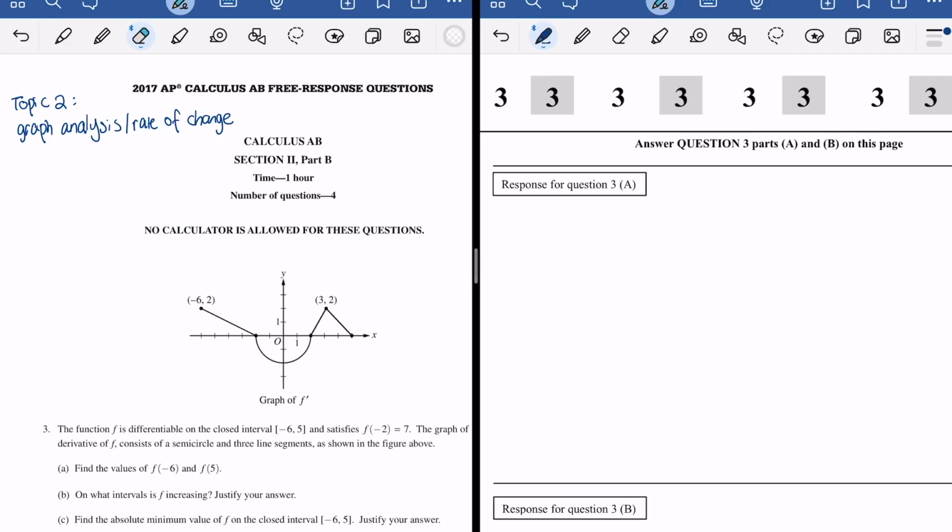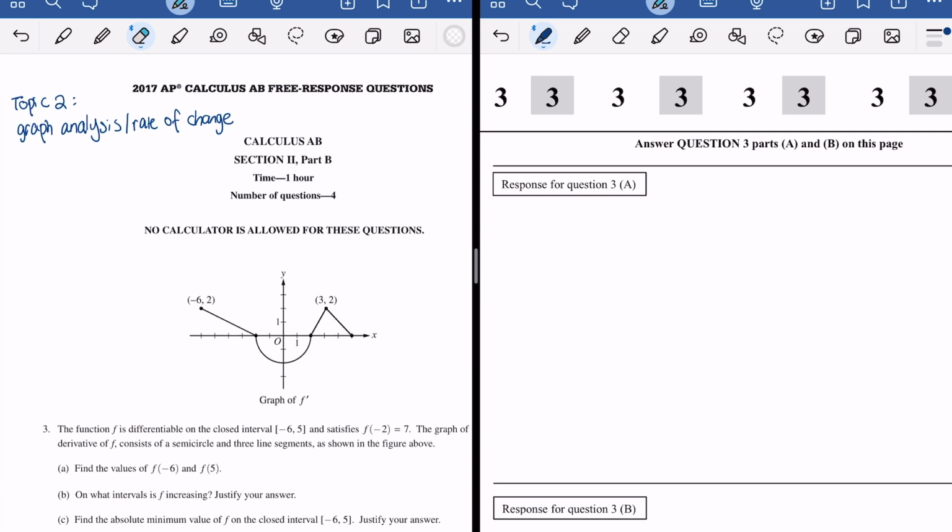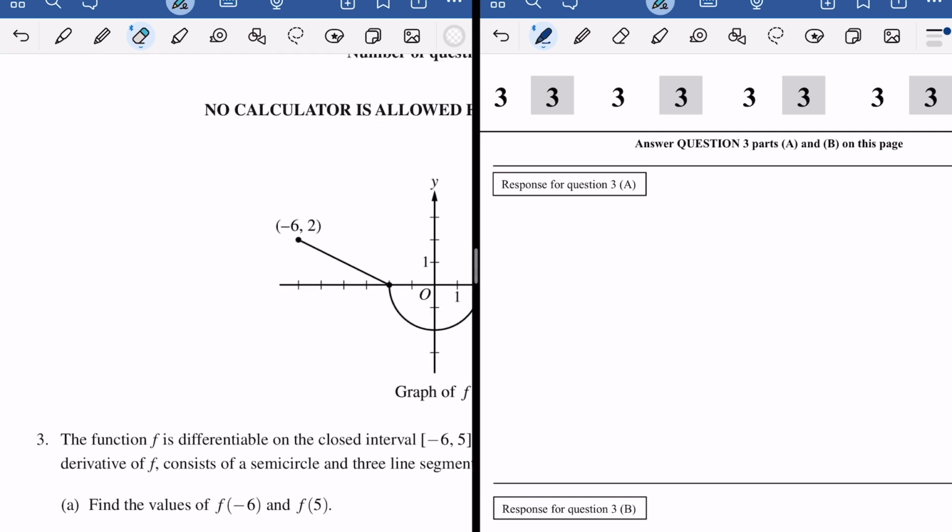Topic 2 is related to graph analysis. Sometimes the question will give you the f prime graph, sometimes it will give you the f graph and ask you to analyze a few things. We're going to start with the 2017 AP FRQ number 3.